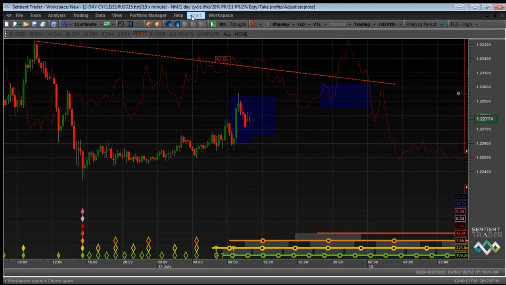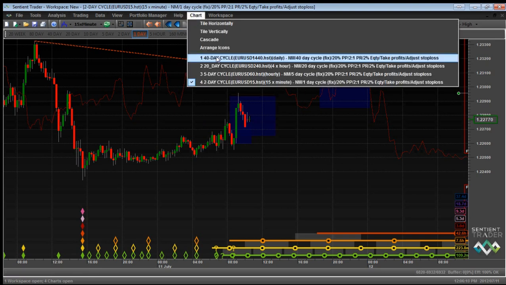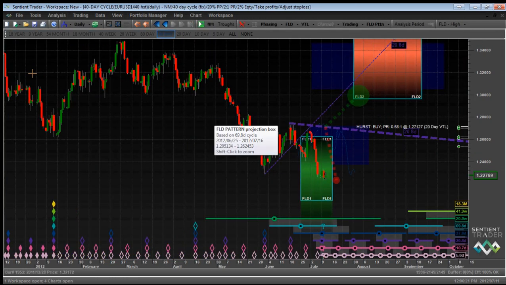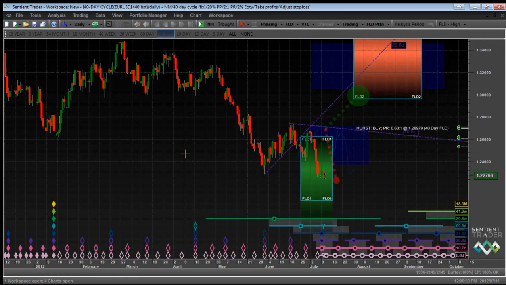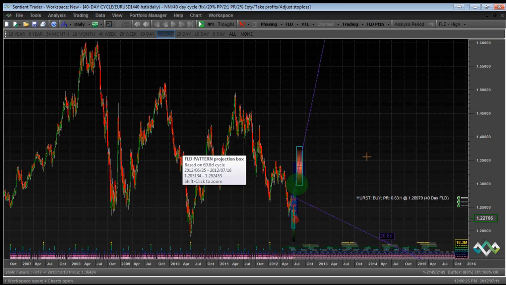So far, nothing new. In order for me to start demonstrating to you the new features of version 3 of Sentient Trader, let me start with the daily chart. And let me zoom all the way out, and we can see what we've got going here. First of all, of course, you will see that the cycles analysis is presented along the bottom of the chart, as is always the case.